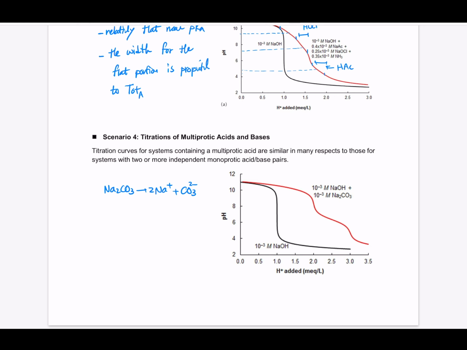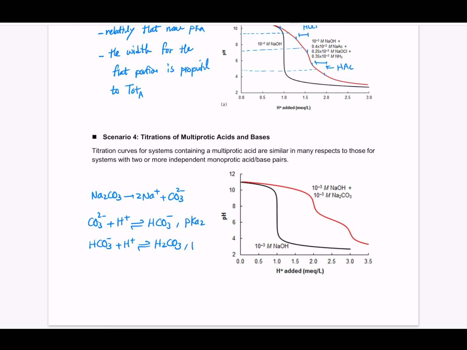And then we know carbonate can combine with a proton to produce bicarbonate. And then bicarbonate can further combine with a proton to form carbonic acid. And we know this one is pKa2 and this is pKa1.